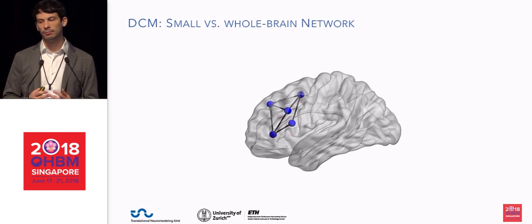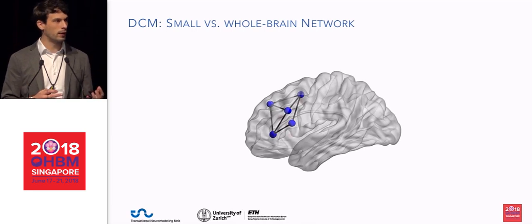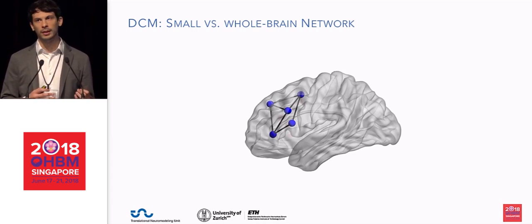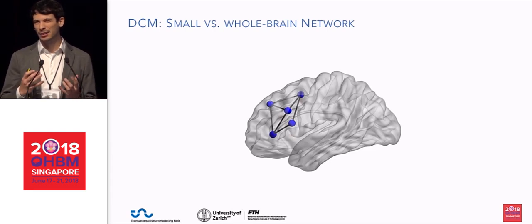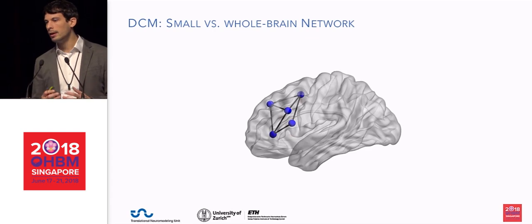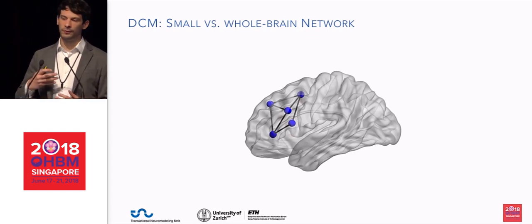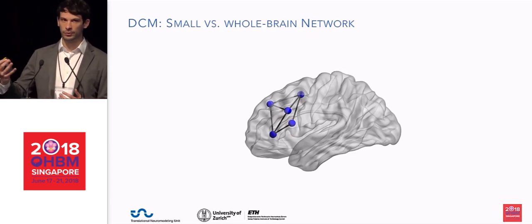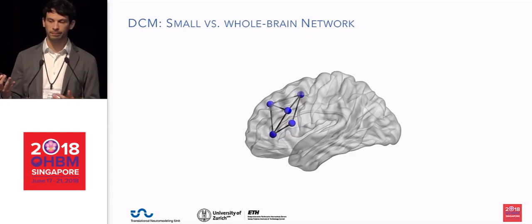And probably, to my mind, one of the most severe limitations of the model is that it's typically restricted to very small networks. That means you can only investigate networks that comprise 8 to 10 regions and not more. And the reason for that is that if you go beyond that, model inversion just becomes computationally infeasible.